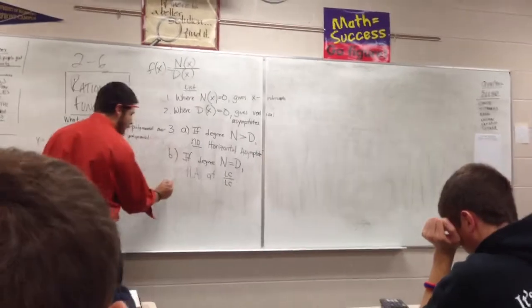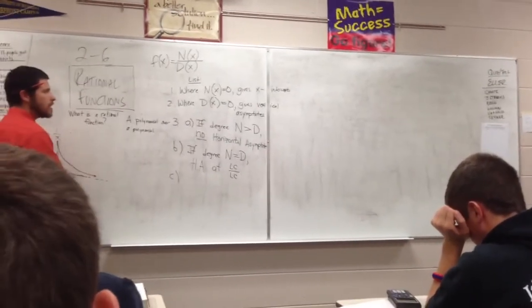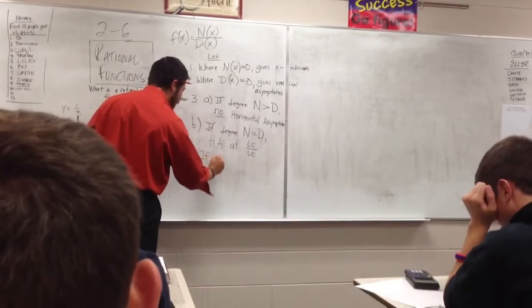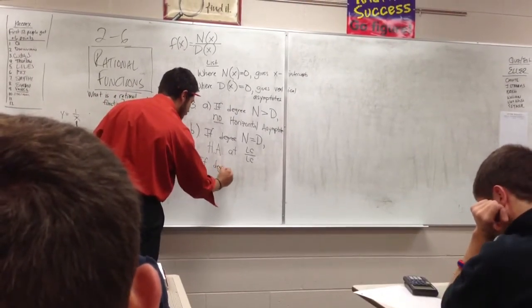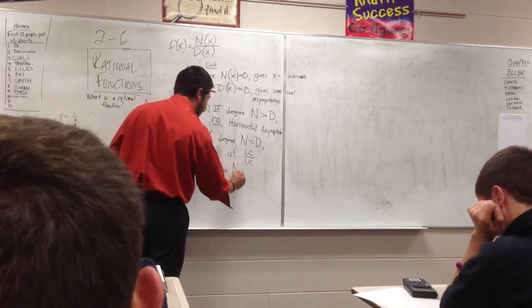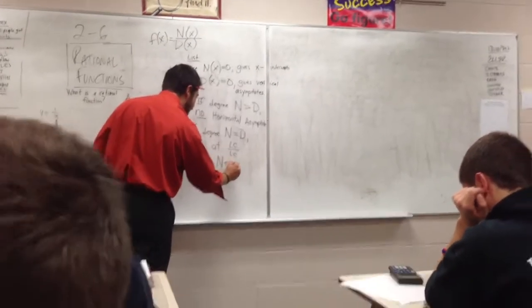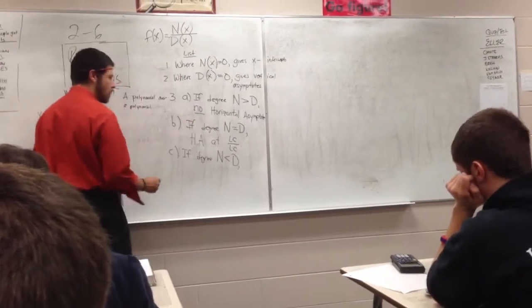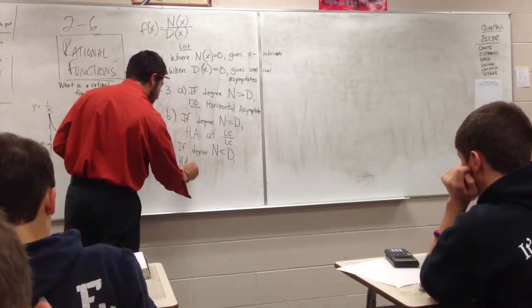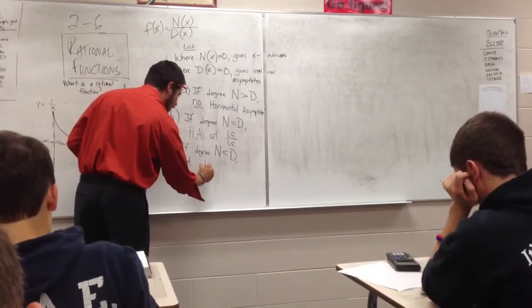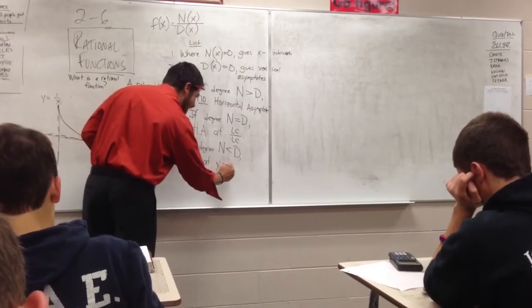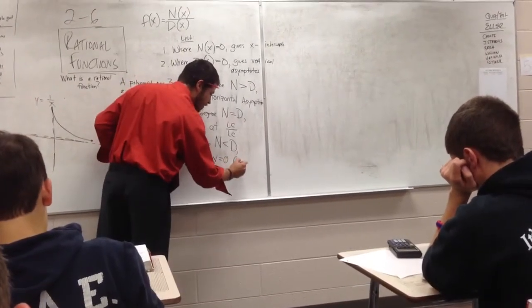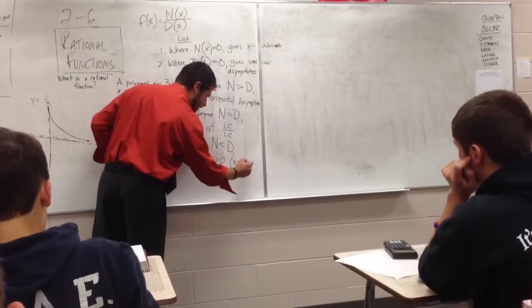And finally, part C. This is list number 3, part C. If the degree of the numerator is less than the denominator, you have a horizontal asymptote at the line y is equal to 0. Y equal to 0 is also called the x-axis.